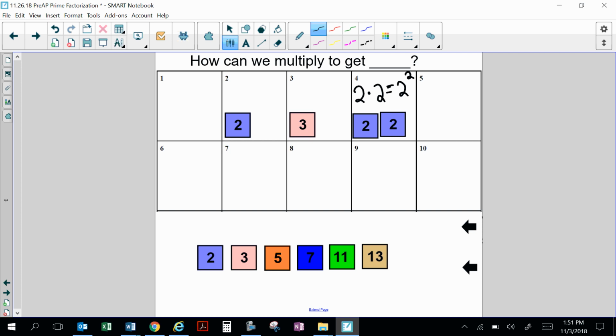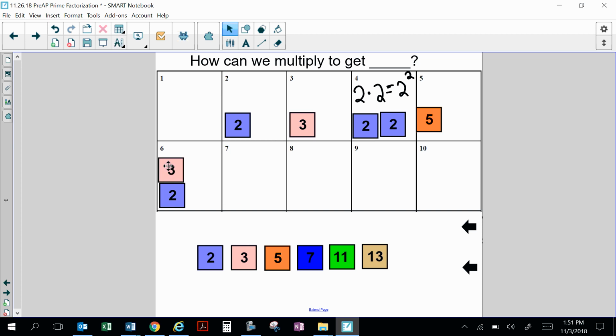5. How can we multiply to get 5? 5 times 1 or 1 times 5. So we're multiplying by 5. How can we multiply to get 6? Well, you could say 6 times 1, but can I break down 6? Maybe 2, and then we're going to put 3 on top of it. 2 times 3. So what factors make up 6? 2 times 3. I need to start writing it with the multiplication dot. So I'm going to erase the other one, and it's 2 times 3.